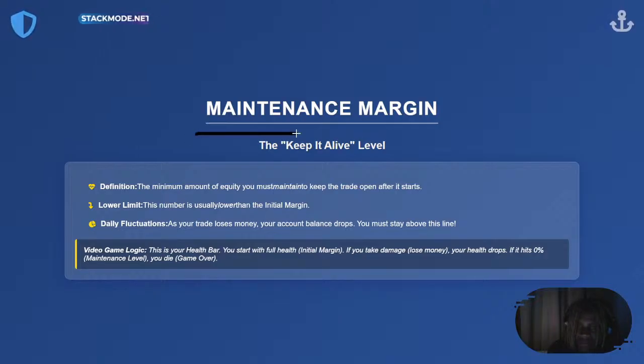So the maintenance margin keeps your account alive at a certain level. The definition of maintenance margin: it's the minimum amount of equity that you must maintain to keep the trade open after it starts. This number is usually lower than the initial margin. And with daily fluctuations, as your trade loses money, your account balance drops, and you still must stay above this line.